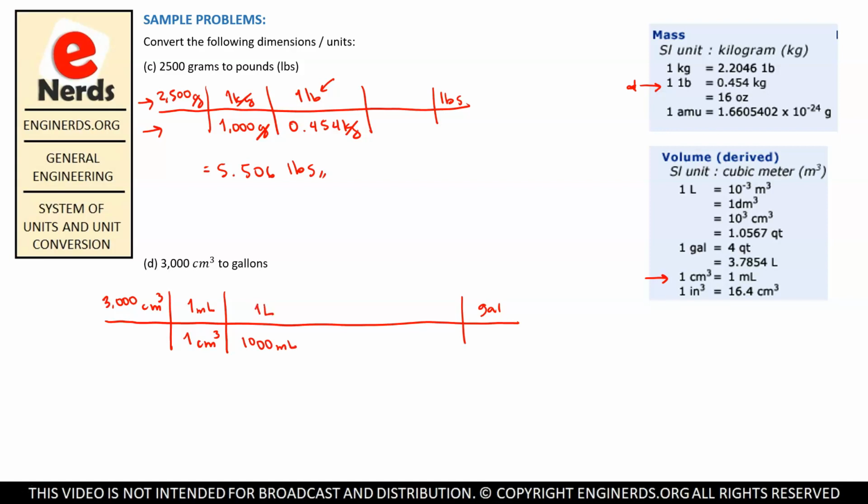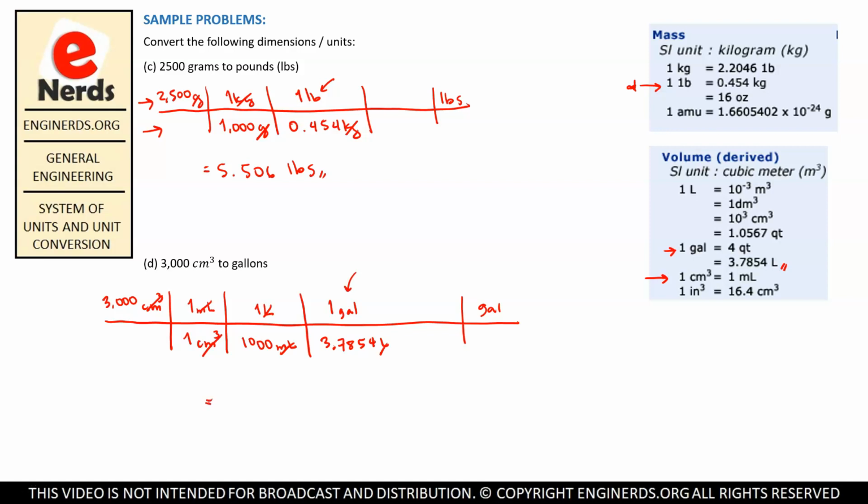So galing to sa prefixes natin kanina, no? And then, from liter to gallon, ito yung gagamitin natin. 1 gallon is equal to 3.7854 liters. So we have 3.7854 liter in 1 gallon. Okay, so ano yung magiging unit natin dito? Cubic centimeter will be cancelled out, milliliter will be cancelled out, and liters will be cancelled out. So finally, ang magiging answer natin is in gallons.